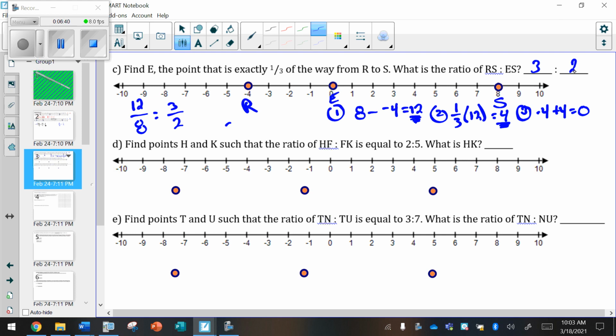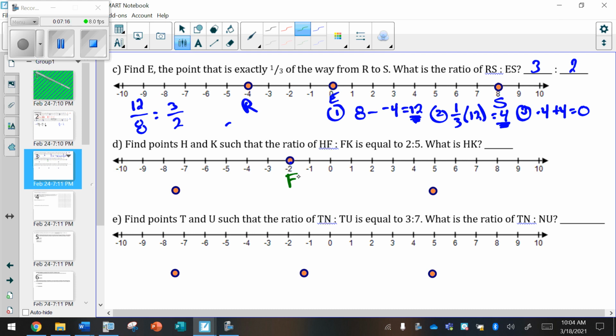Okay, letter D. I'm telling you that we are trying to find H and K so that the ratio of HF to FK is equal to 2 to 5. What is the length of HK? So I'm going to give you point F, and point F is at -2. You have to figure out the endpoints.